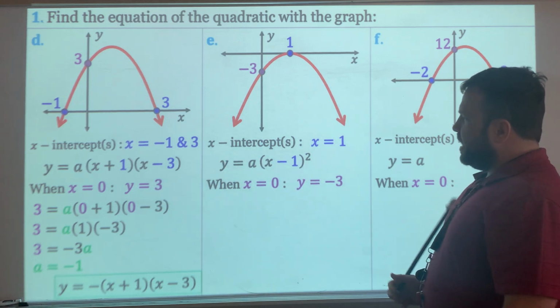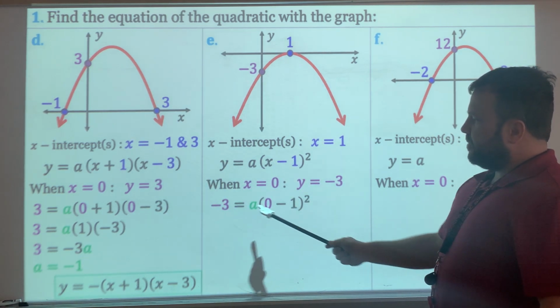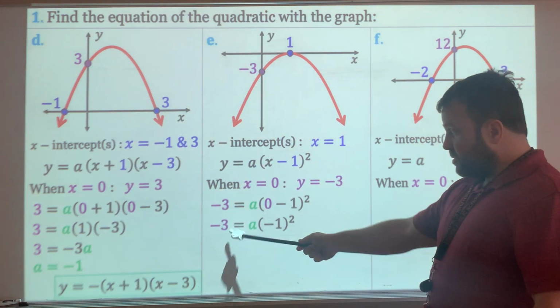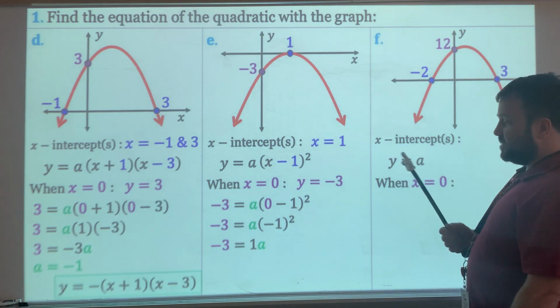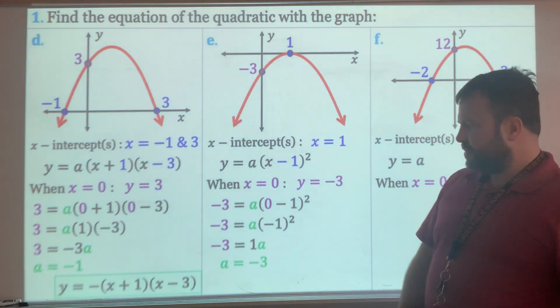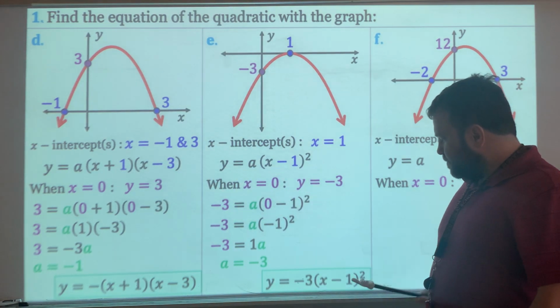Negative 3 equals a times 0 minus 1 squared. Negative 3 times negative 1 squared times a. Negative 1 squared is 1. So negative 3 equals 1 times a, so a equals negative 3. Okay, you didn't need to do 2 steps. So y equals negative 3, x minus 1 squared.